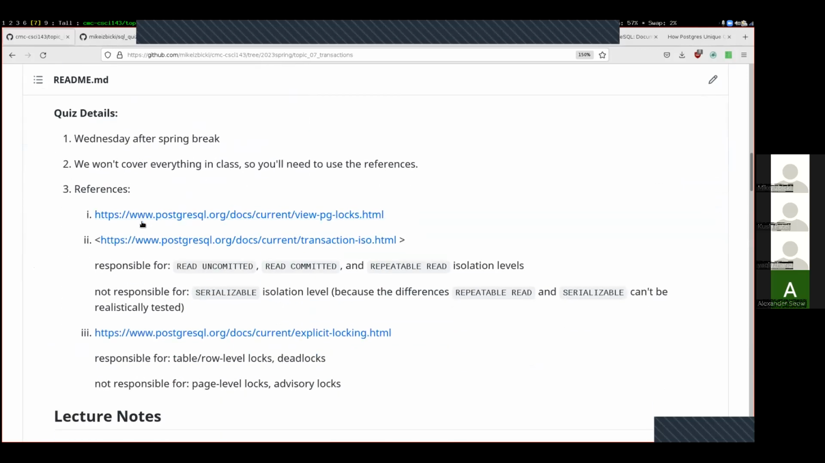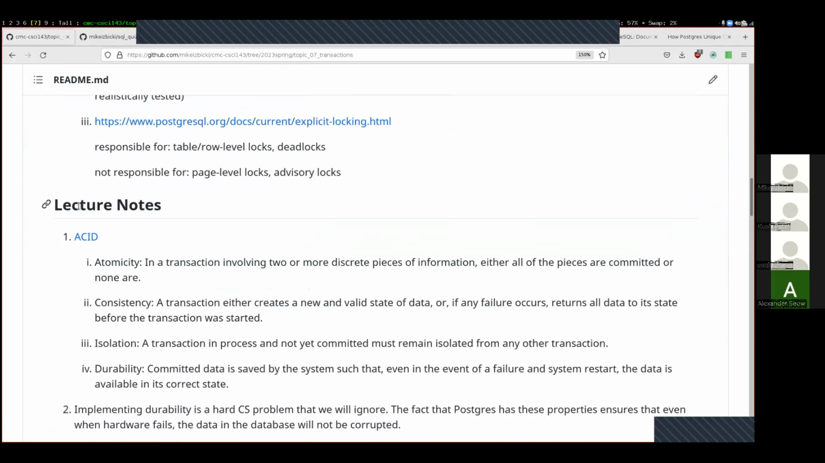So these links right here are the things that you'll need to be referencing for the quiz. We'll go over how to use those and talk about the quiz here in a little bit. Before we do that, though, I just want to do some high-level stuff to get us started, motivation-wise.